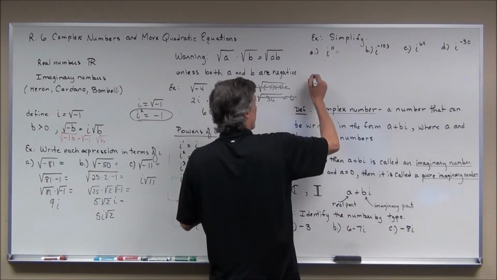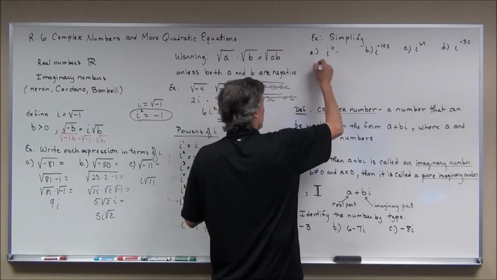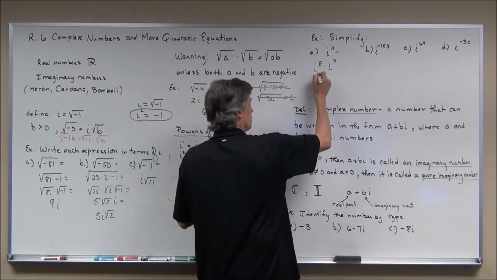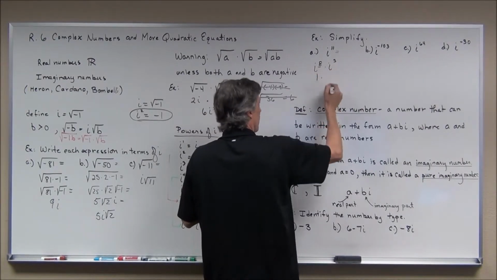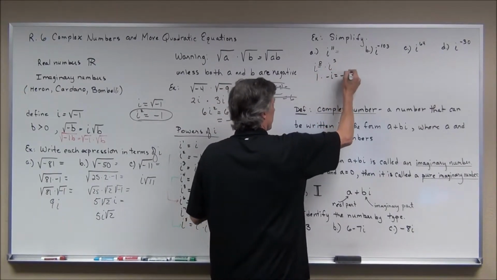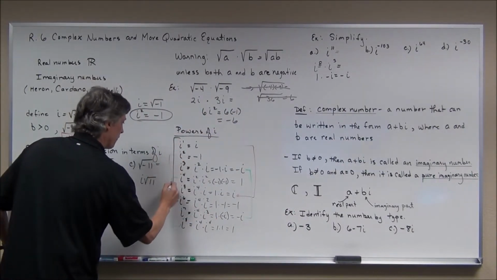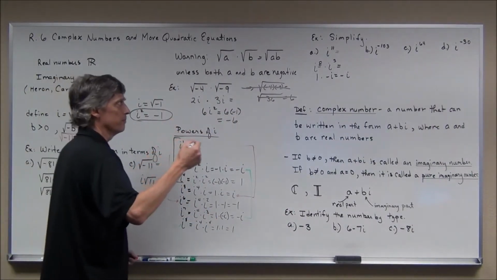I to the 11th power is I to the 8th power times I to the third. And this is a multiple of 4, so this is 1. And I to the third power is negative I, so I get negative I. You really need to remember these 4 and then this pattern.